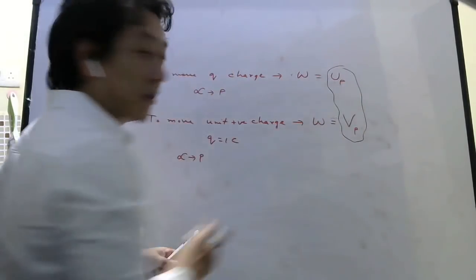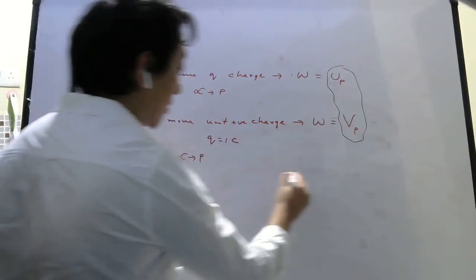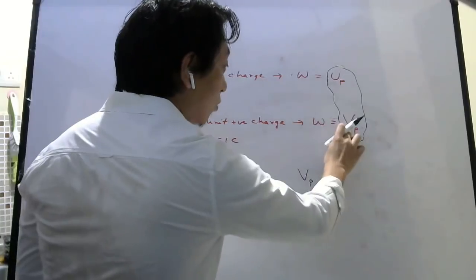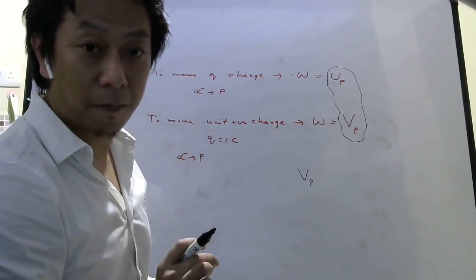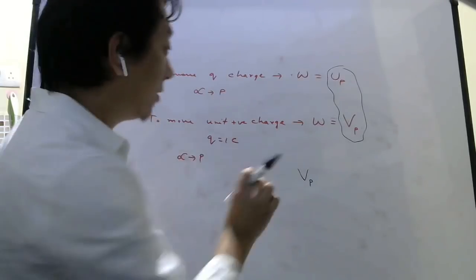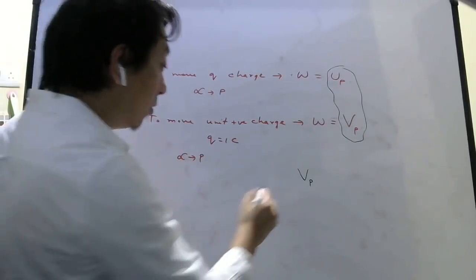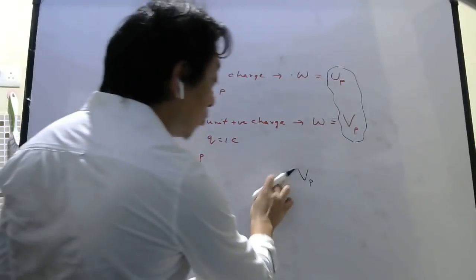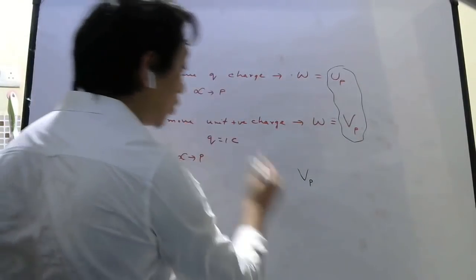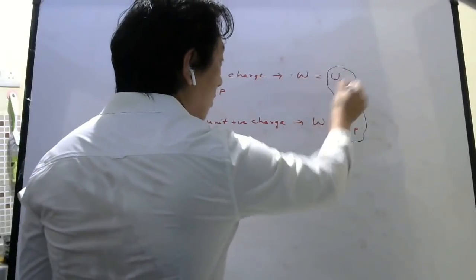Try to think. This is work done to move 1 coulomb charge from infinity to P. To move 2 coulomb charge, how much work will you do? 2 into this. Yes or no? To move Q coulomb charge, how much work will you do? Q into this, and that is your potential energy.